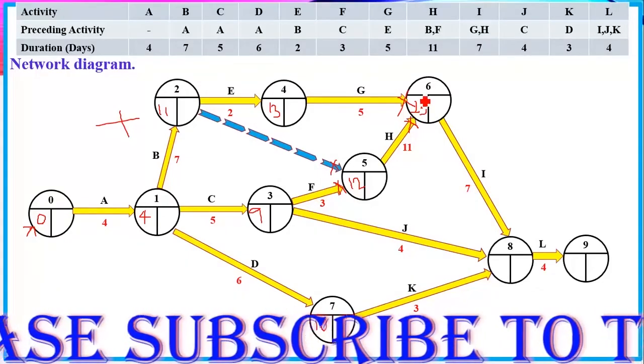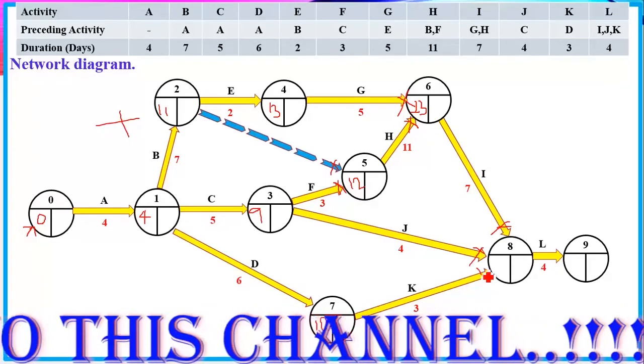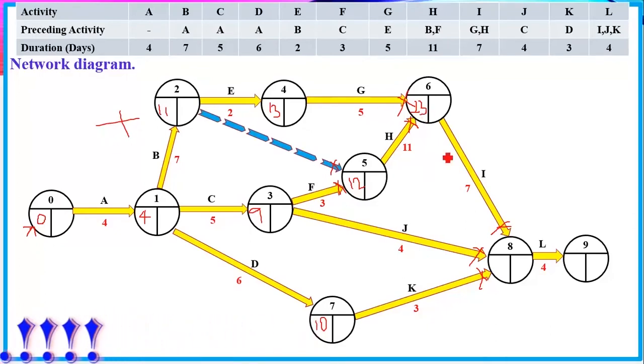Then again, coming downward here, we have 3. We have this one, we have this one, and we have this one. We have to pick the highest. 23 plus 7 is 30. Here we have 4 added to 9. That will be 13. Then this will be 13. So we go for the highest, which is 30. We go for 30. And of course, the last one here will be 30 plus 4, which will be 34.